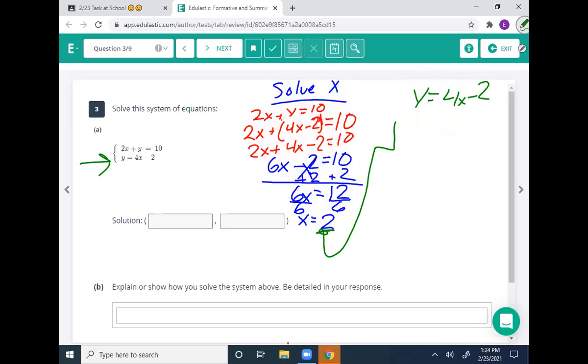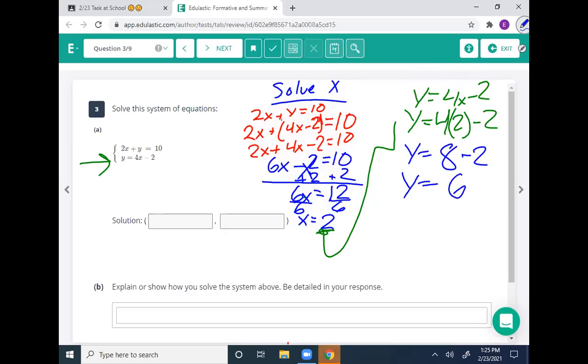And you plug that value in for x that you just calculated. Y is equal to 4 times 2 minus 2. What's my first step here, Avery? Multiply the 4 by 2, parentheses. Y is equal to? 8 minus 2. Y is equal to how much? 6.